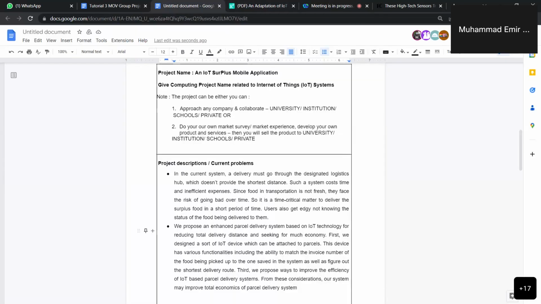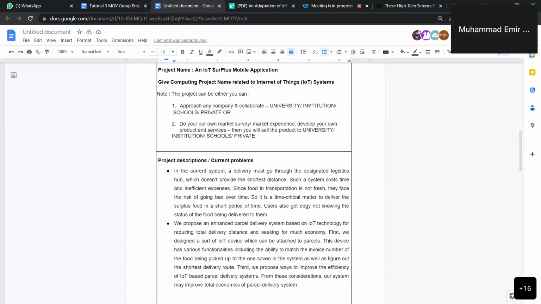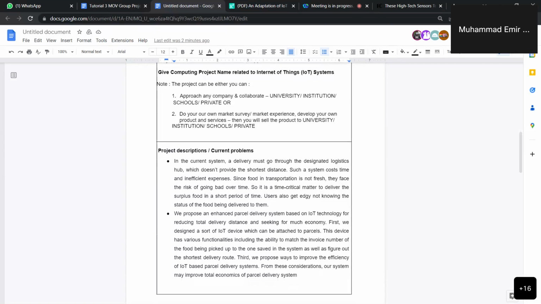Okay, so for our surplus mobile application, I will explain the current problems. In the current system, delivery must go through logistics hubs, which doesn't provide shorter distance. Such a system costs time and expenses. And since the food in transportation is surplus food, excess food, it faces the risk of going bad over time. So it is time critical to deliver surplus food in a short period of time. Users also get edgy not knowing the status of the food being delivered to them.